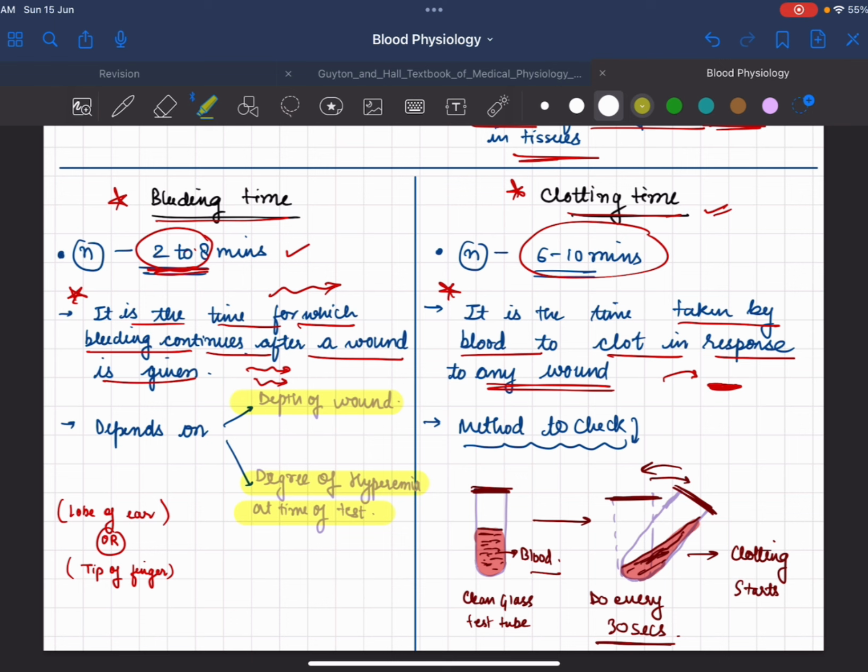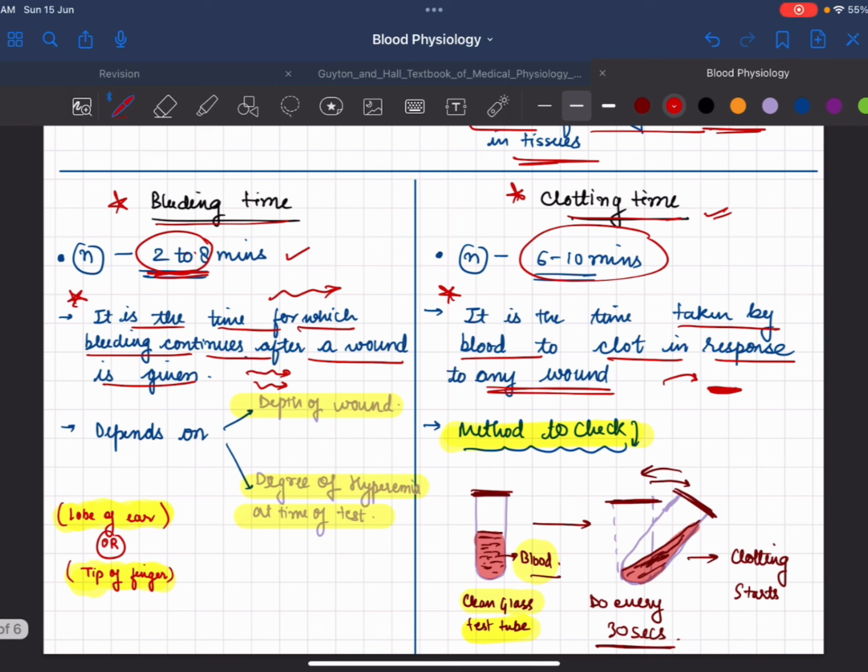Now, where do we see this bleeding time? At the lobe of the ear or tip of the finger. These two sites are used. Okay. To check for clotting time, what is the method? We take blood in a clean test tube, clean glass test tube. Then we shake it to and fro. To and fro means like straight and then downwards. We rotate it wholly, okay, and then we get it upright again.